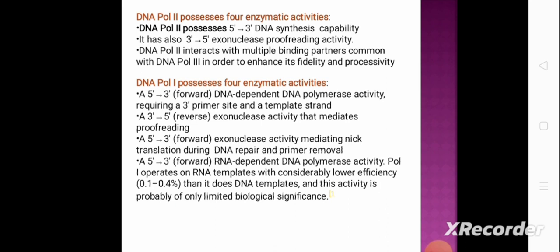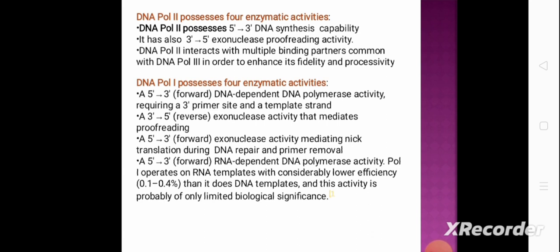A 5' to 3', that is forward DNA dependent DNA polymerase activity requiring a 3' primer site and a template strand. The 3' to 5' reverse exonuclease activity that mediates proofreading. The 5' to 3' forward exonuclease activity mediating nick translation during DNA repair and primer removal. So DNA Pol I is involved in nick translation.